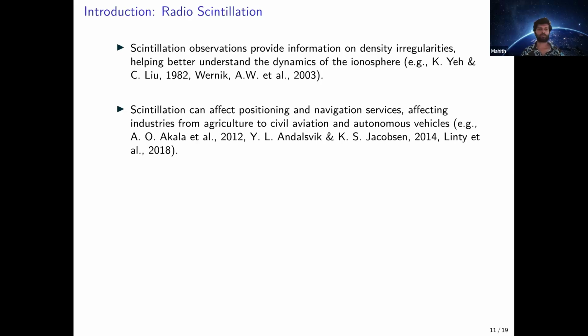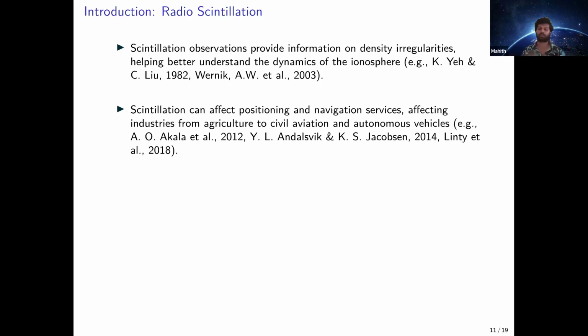Now, this is important mainly for two purposes. One, to study the physics of the ionospheric irregularities. When radio signals going through the ionosphere show scintillation, it's telling us there are some density structures, or some sort of clumps, in the ionosphere. You can study the physics of the ionosphere and understand its dynamics, okay?